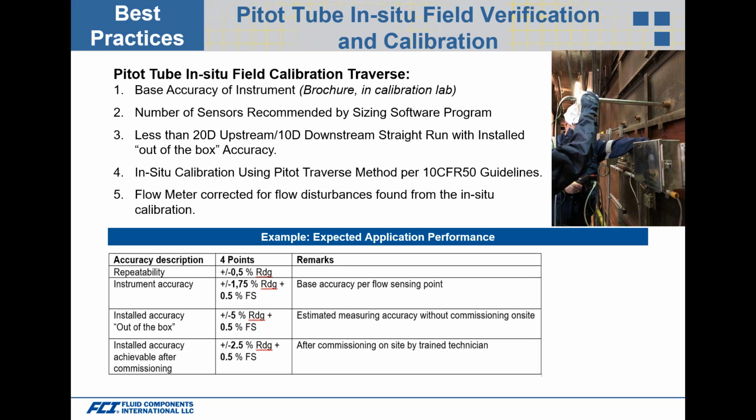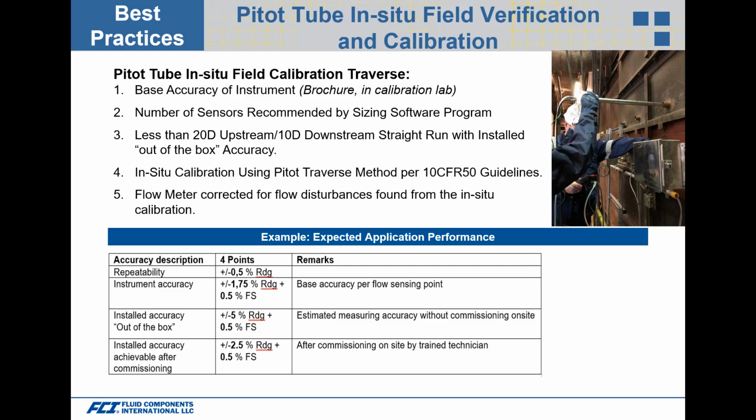And I also talked about Pitot tube in-situ field calibration. This is a great alternative in very large ducts or pipes, whereby you have the base accuracy of the instrument, which you receive from the factory, and you determine the number of sensing points that are required by using the factory's sizing software program. And typically you don't have the 20 upstream and 10 downstream straight run. So therefore, your installed out-of-the-box accuracy will not be the same in this large duct or pipe.